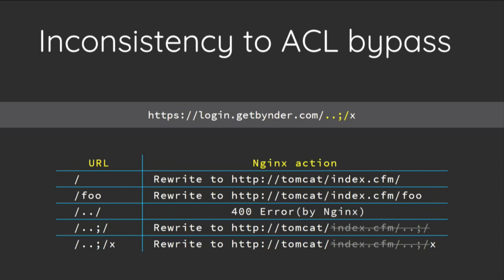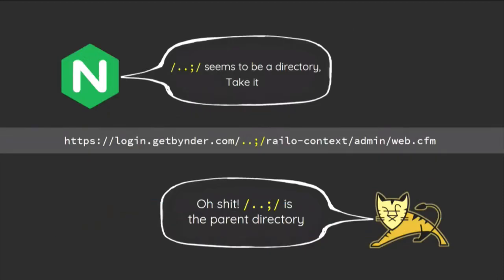Our trick can pass through the proxy and normalize the index.cfm, so we can touch the root in Tomcat. As you've seen, the file extension is CFM, the ColdFusion Markup language. From the extension, we can guess what backend engine it is. In this case, it is running on Railo, an open-sourced CFML engine. From the Railo menu, we also know that the management interface is on the Railo context admin/web.cfm.